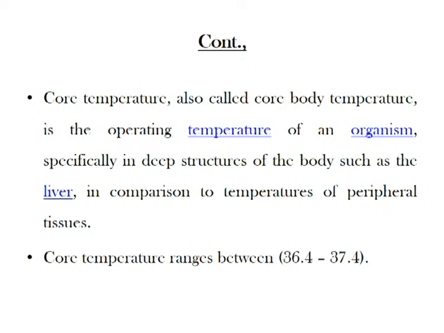Core temperature, also called core body temperature, is the operating temperature of an organism, specifically in deep structures of the body, such as the liver, in comparison to temperatures of peripheral tissues. Core body temperature ranges between 36.4 to 37.4.